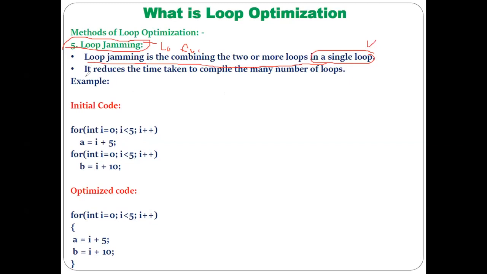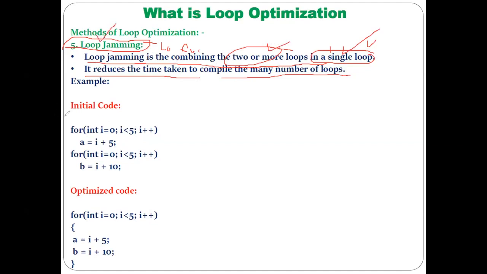Okay. So because of that, what happened? It reduced the time taken to compile the many loops. The time required to compile two loops as compared with one loop, the one loop will have less time. Definitely the single loop will require less time as compared with the two loops. Understood? So that is the reason loop jamming can be utilized by the compiler.